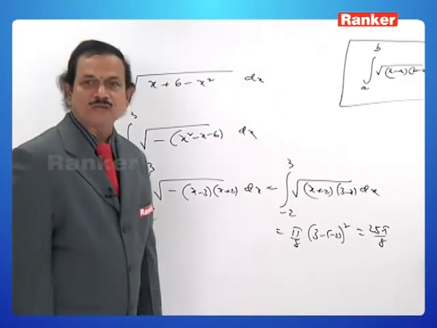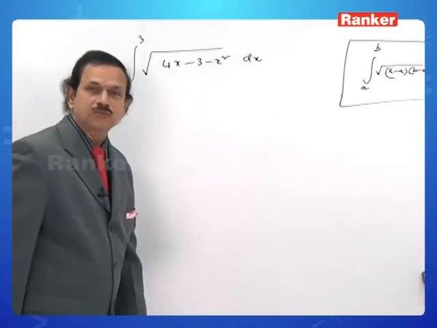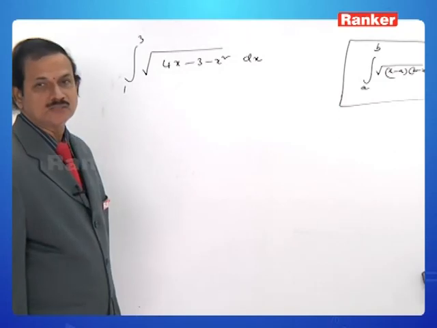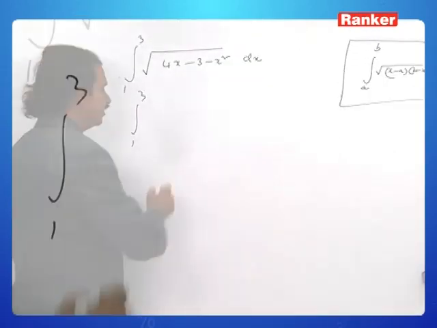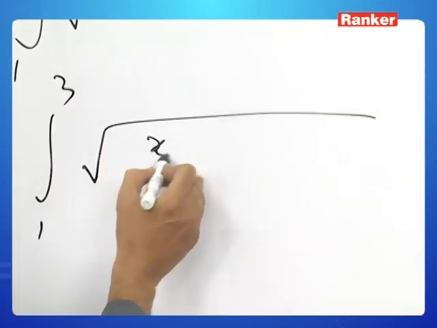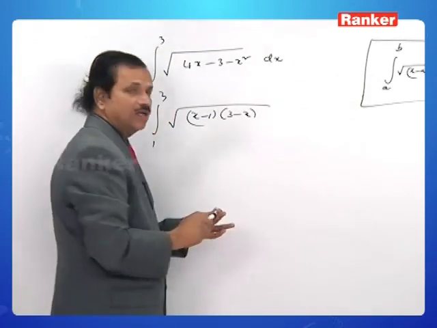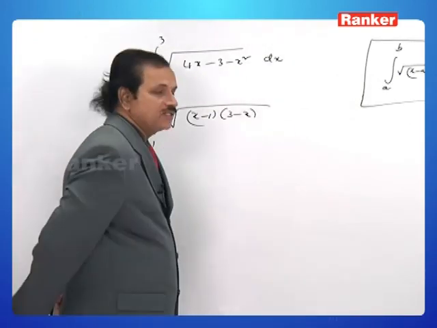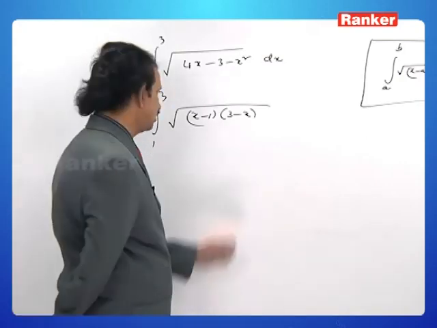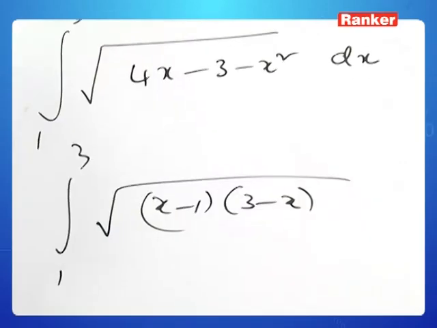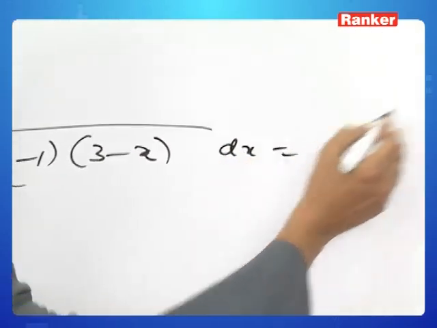Yes, let us see one more such question. Imagine integral 1 to 3 square root of 4x minus 3 minus x square. I think you need not put the steps. You can directly have it as x minus 1 into 3 minus x, isn't it? Why? Because if you take minus common, x square minus 4x plus 3 is nothing but x minus 1 into x minus 3. So, no problem. Hence, this formula can directly be used here.